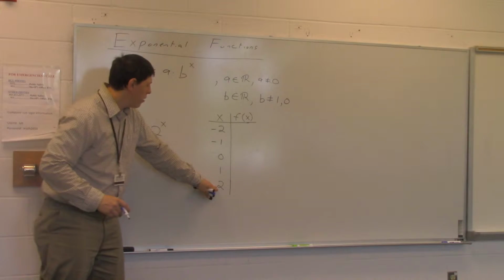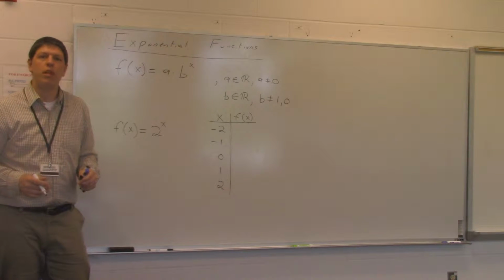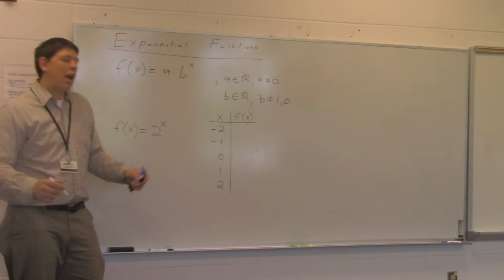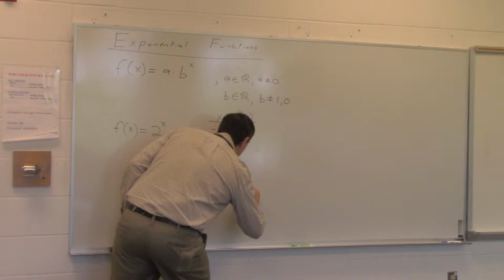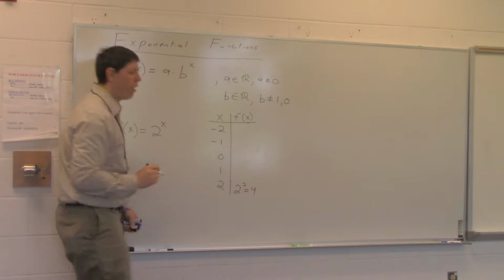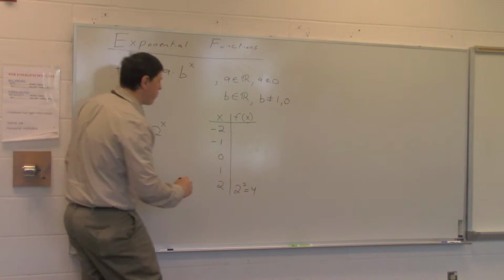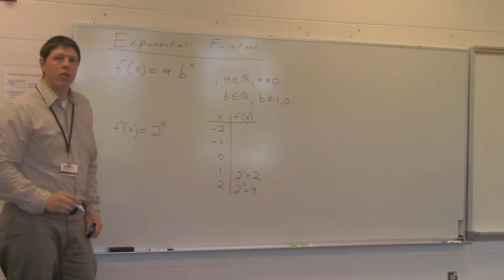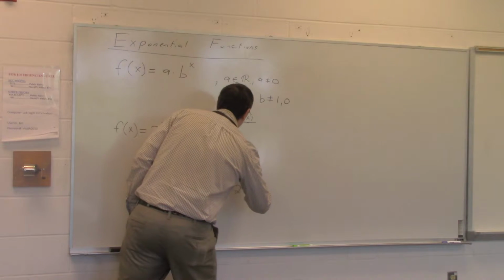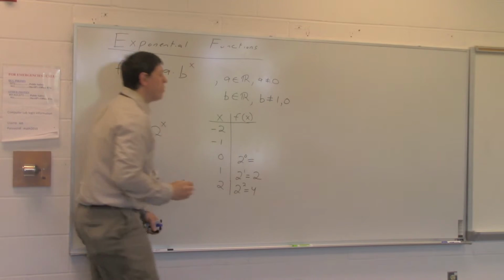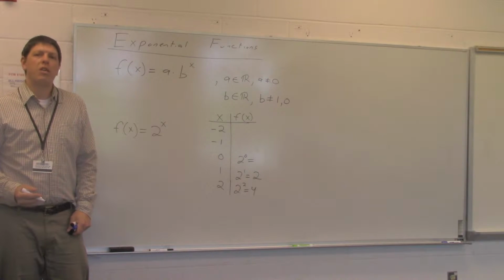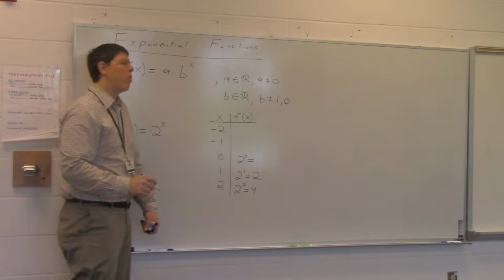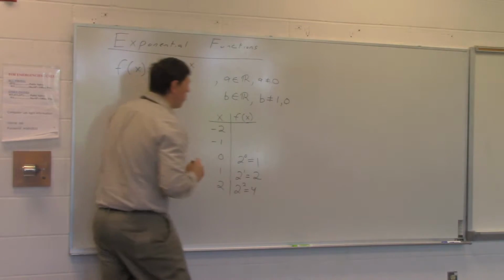Let's start from the bottom and work our way up, because it's probably a little bit easier. I'm going to substitute 2 back in for the x, and that's fairly easy. We know that 2 squared is 4. I'm going to substitute 1 back in for x. 2 to the first is 2. Some people think 2 to the 0 is going to be 0. Hopefully we remember from our basic algebra that anything to the 0th power is always 1, except 0 to the 0, called an indeterminate form, which we'll talk about later.